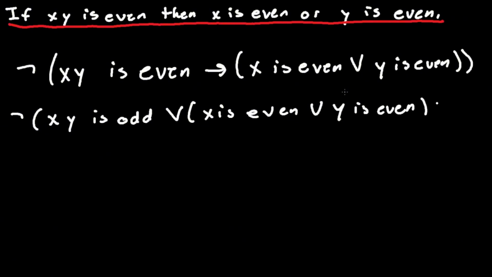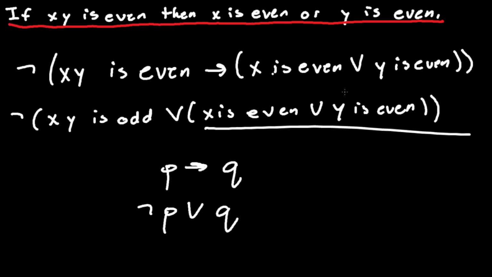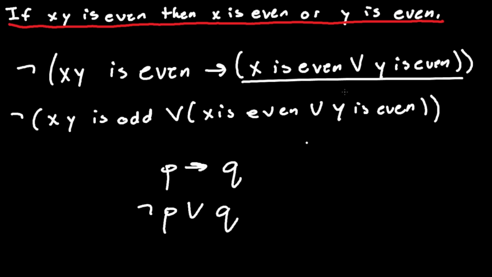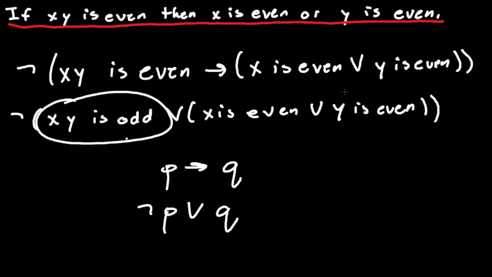Remember, this is the conditional identity, right? We negate the hypothesis, put an or operator in between, and leave the conclusion the same. All right, this conclusion is the exact same. And we just turned the conditional arrow into the or operator, and we negated the hypothesis. You can call it both hypothesis and condition. But xy is odd, right? This is the negation of the original xy is even, correct?